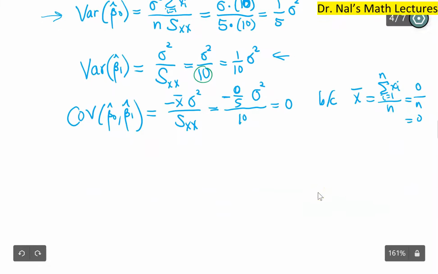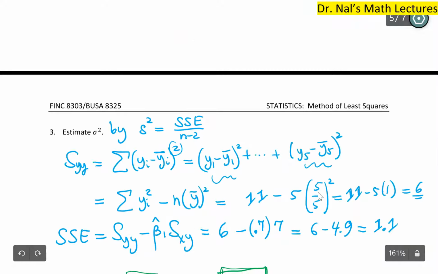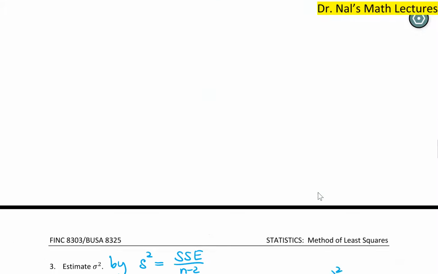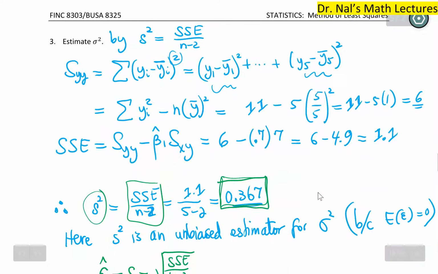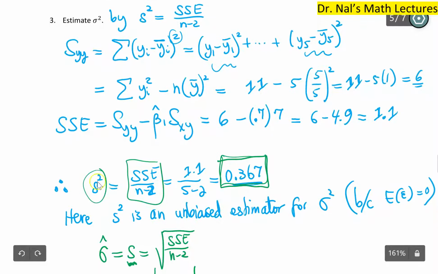So let's scroll further down, then we can come back to this in just a minute. Actually, yeah, so we'll come back to that. Next is asking for an estimate for sigma square. We realized that S square was an unbiased estimator for sigma square.